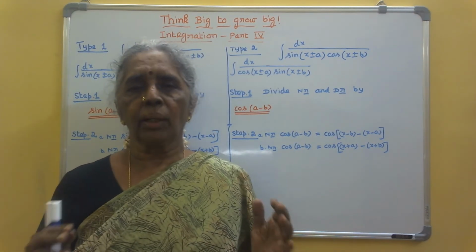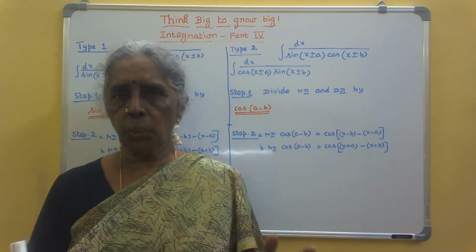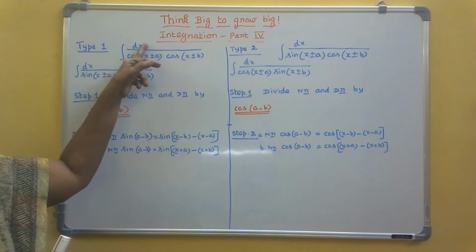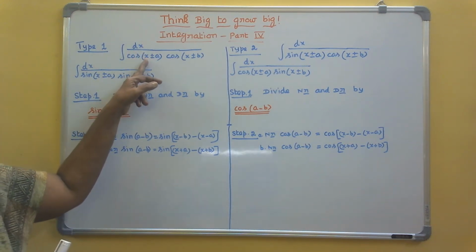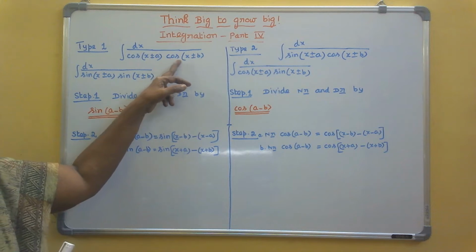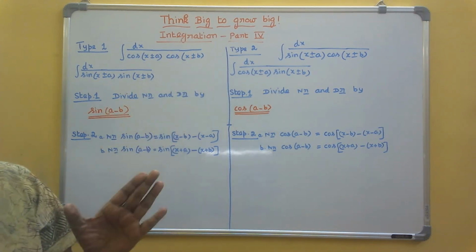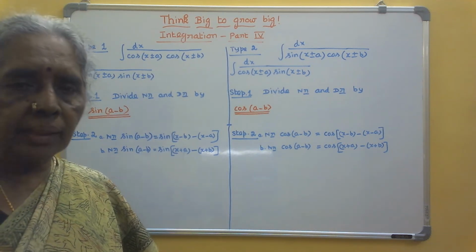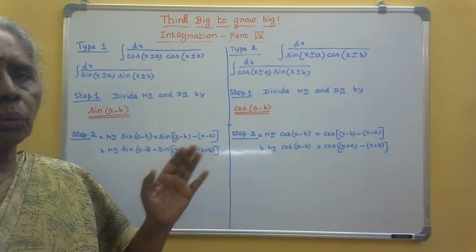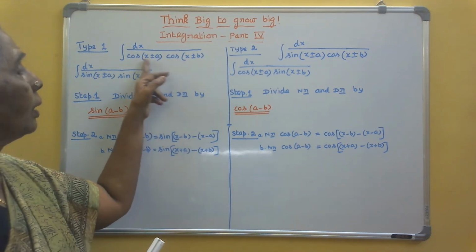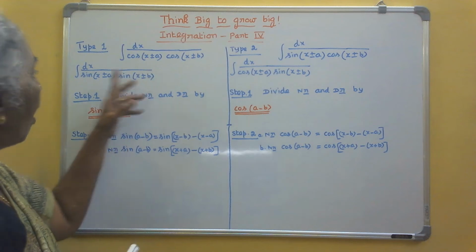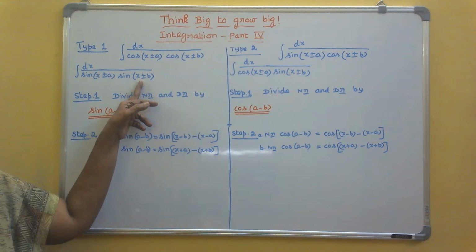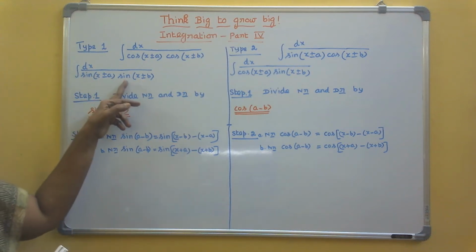Now let us see one new model in which there are 2 types. Okay, the type 1 is integral dx by cos of x plus or minus a into cos of x plus or minus b. Actually, there are 2 sums. One is cos x plus a into cos x plus b. The other one is cos x minus a into cos x minus b. That is, both are cos. Or dx by, both will be sin: sin x plus a, sin x plus b; sin x minus a, sin x minus b.